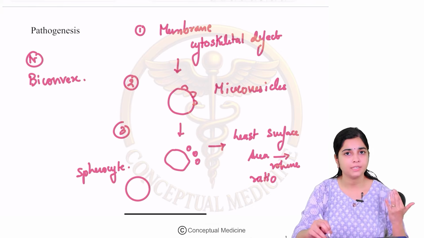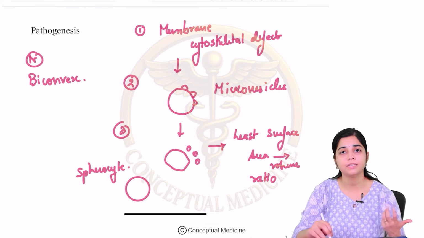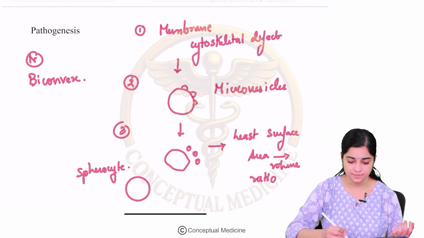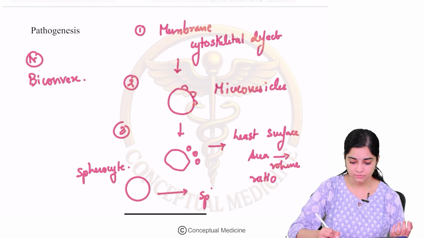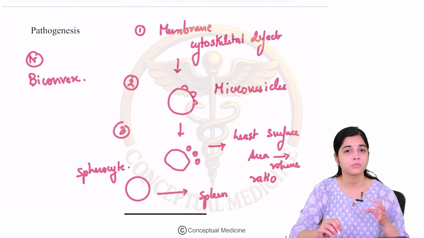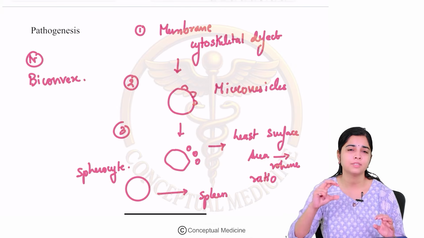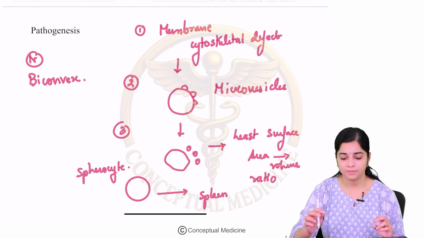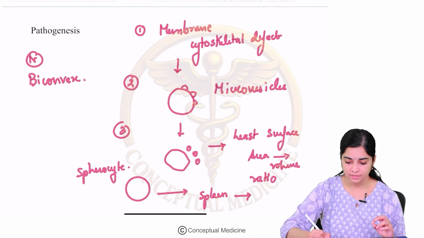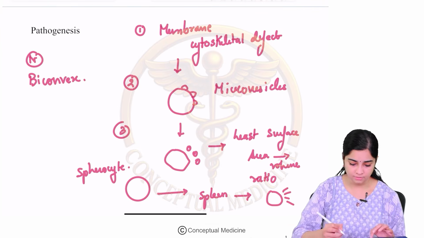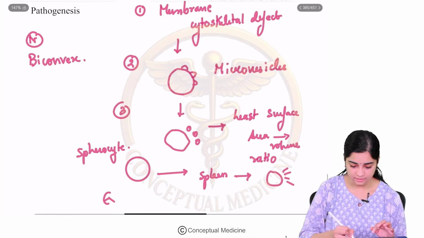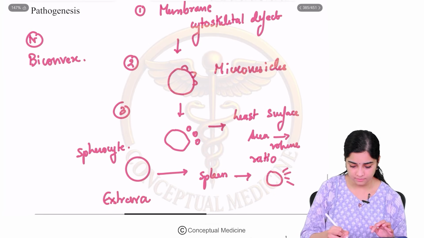But where does the RBC circulate? Finally, it goes to the graveyard of the RBCs, which is the spleen. When the RBC then moves to the spleen, the diameter of the RBC is much higher than that of the diameter of the splenic capillaries, and hence here the RBCs undergo breakdown, resulting in extravascular hemolysis.